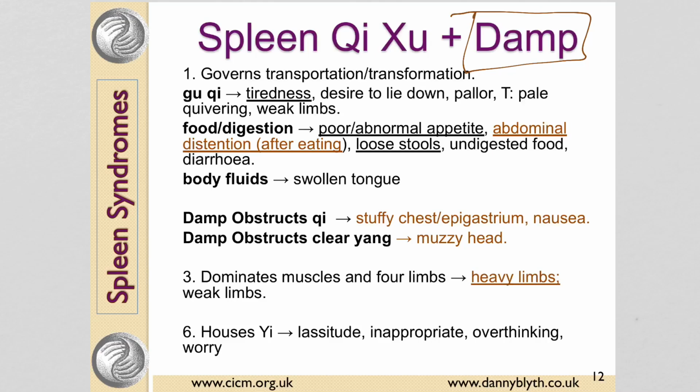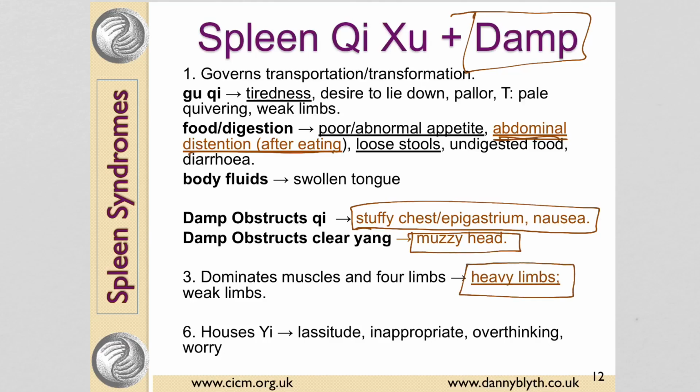So we get some of the usual symptoms of spleen qi deficiency, along with things like abdominal distension after eating. Damp obstructs the qi and gives a stuffy chest and epigastrium and nausea. And damp obstructs the rising of clear yang, we get a muzzy head. And because of the limbs, we get heavy limbs, damp obstructing the muscles.